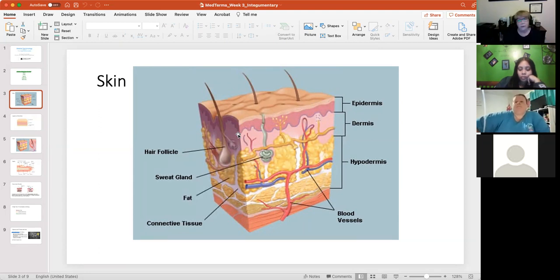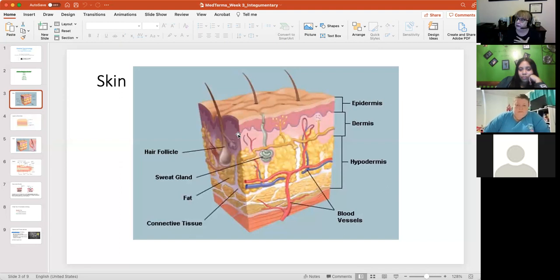Of course, you have blood vessels in your skin because that's what happens when you prick your finger or maybe get a laceration, commonly known as a cut. On the left side, you can see the other aspects of what we call the skin. We have the hair follicle, and we're going to look at that in a little more detail in a few minutes. The sweat glands, I'm sure you know about that. Fat, also known as adipose.